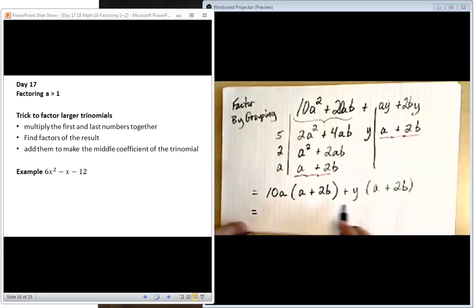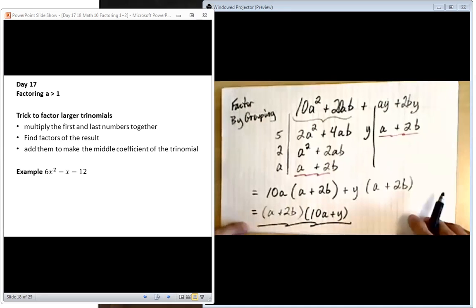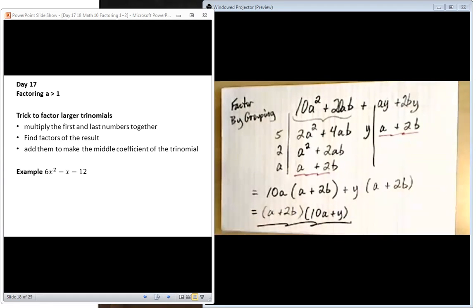Yeah, it's true. You know what? I'm going to just keep the order. I'm going to put GCF first. And that means the 10a plus y will go in the second bracket. But yeah, perfect. And the first one will be a plus 2b there, like that.